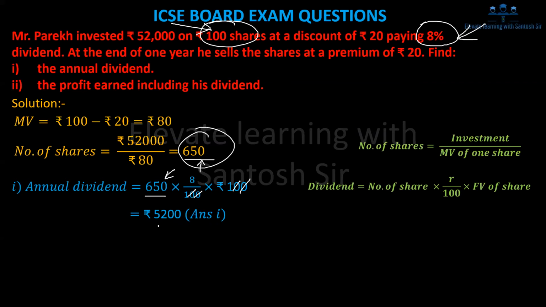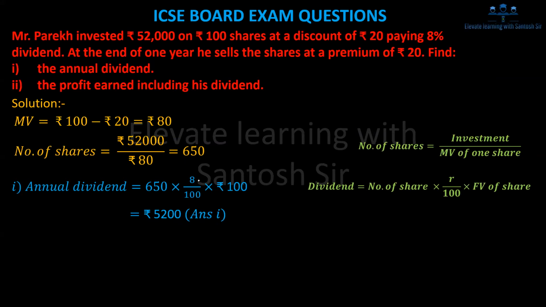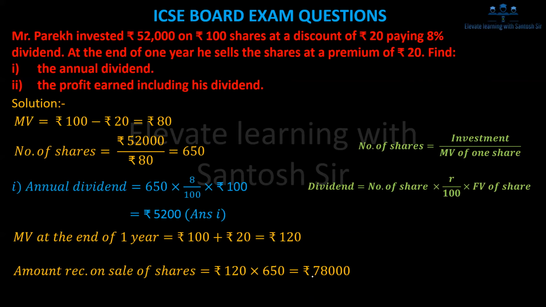Now, what he did at the end of 1 year: he sells the shares at the premium of rupees 20. Here, the market value at the end of 1 year is rupees 120. On selling these shares, he obtains rupees 78,000. For purchasing, he invested rupees 52,000. So what is the profit coming out over here? I think it is 26,000.